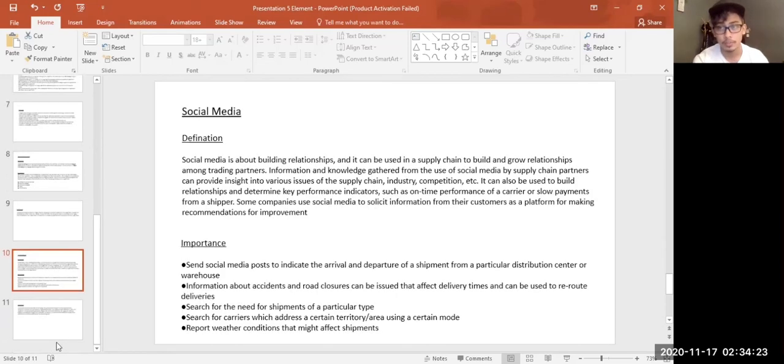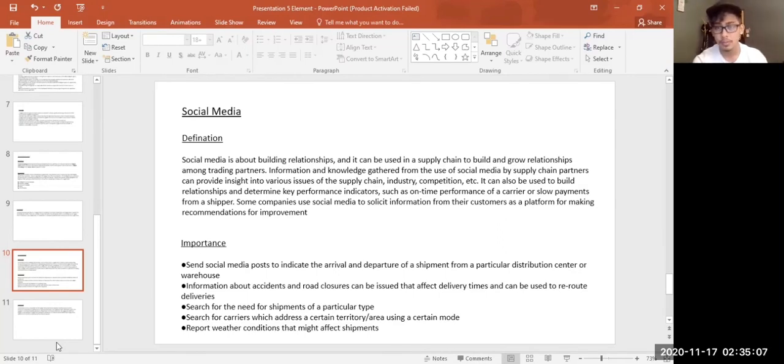And the last one is social media. What is social media's point in adopting with supply chain management? First, let's hear the definition. Social media is about building relationships and it can be used in the supply chain to build and grow relationships among trading partners. Information and knowledge gathered from the use of social media by supply chain partners can provide insight into various issues of the supply chain industry, competitions, and others. It can also be used to build relationships and determine key performance indicators such as the performance of the carrier or slow payments from a shipper.